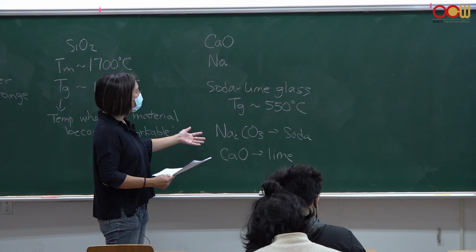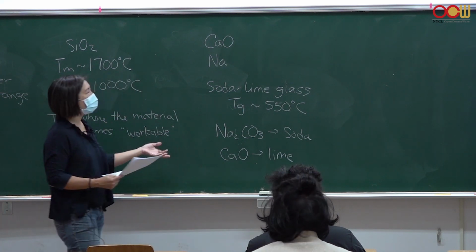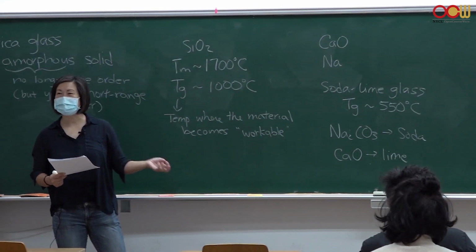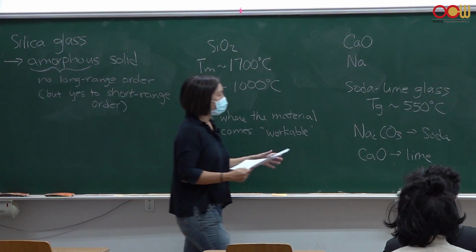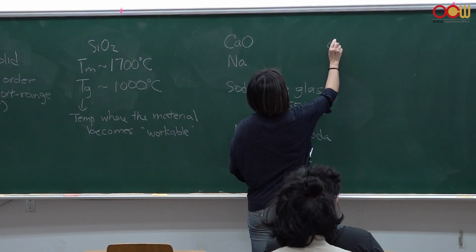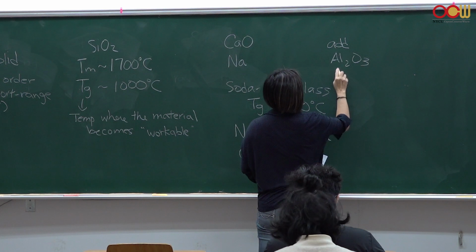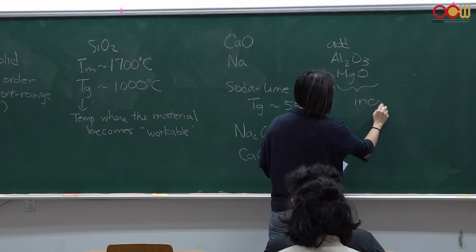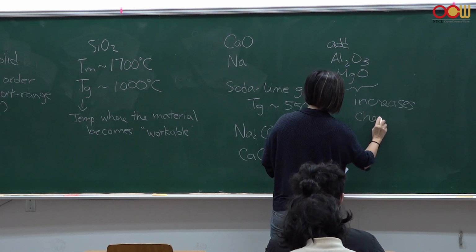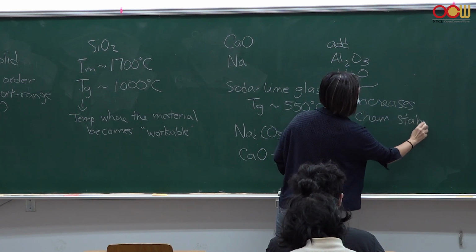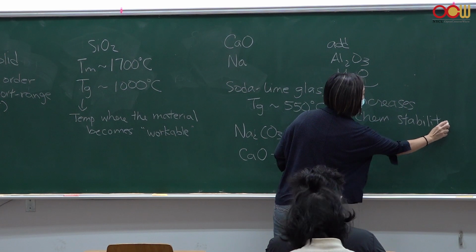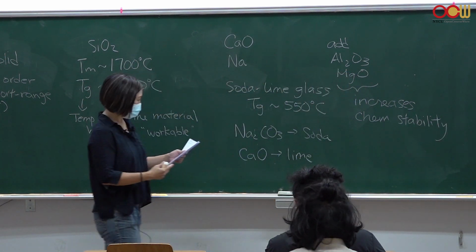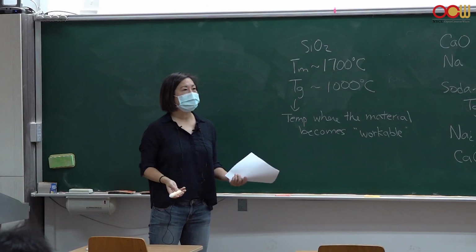It lowers the working temperature, but it also makes this glass less chemically stable. So a lot of times people also add alumina and magnesium oxide, and this increases its chemical stability. So soda-lime glass is found in a lot of things.